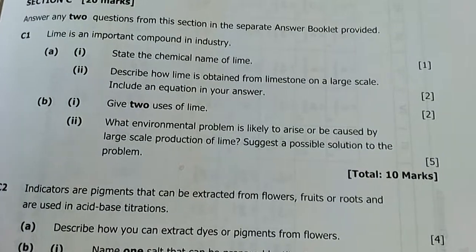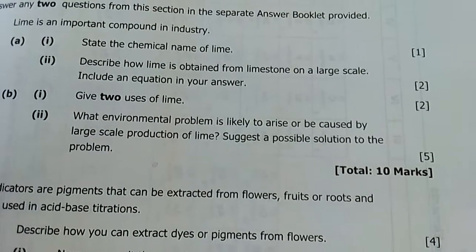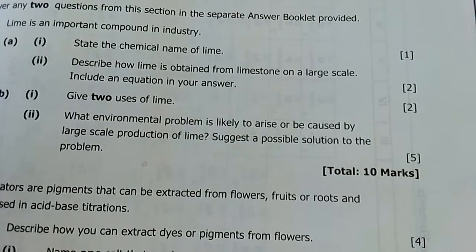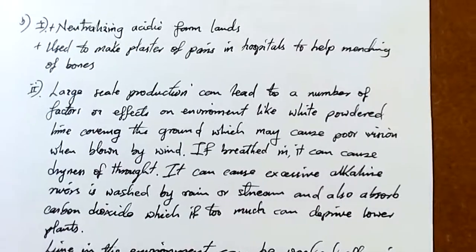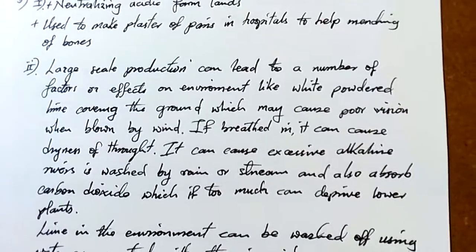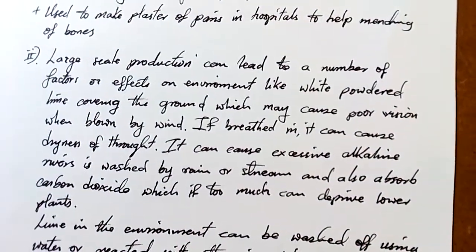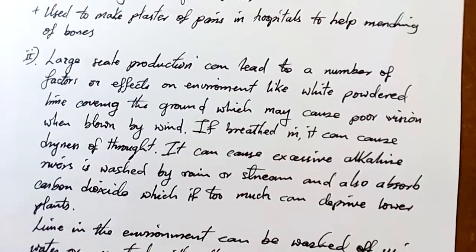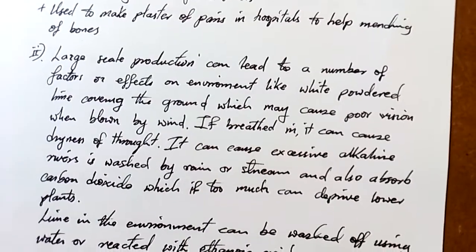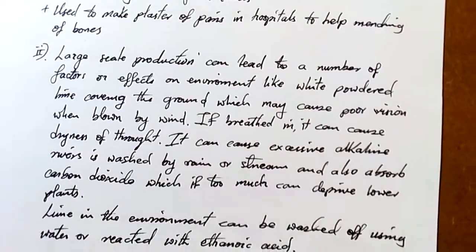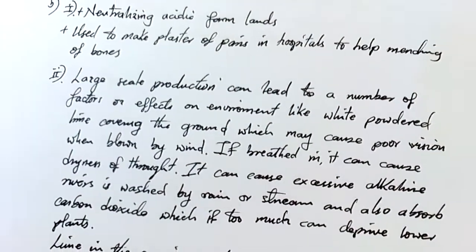C, part 2: what environmental problem is likely to be caused by large-scale production of lime? Suggest a possible solution to the problem. That is 5 marks. This part was tough, but I tried to go through it this way. Large-scale production can lead to effects on the environment, like white powdered lime covering the ground, which may cause poor vision when blown by wind. You will have this lime flying all over from the industry; it will escape one way or another.